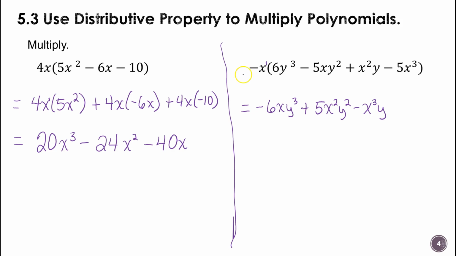And then the last term we have negative 1 times negative 5 again. And I will add the exponents on the x's, and I end up with x to the fourth. And we're finished with that.